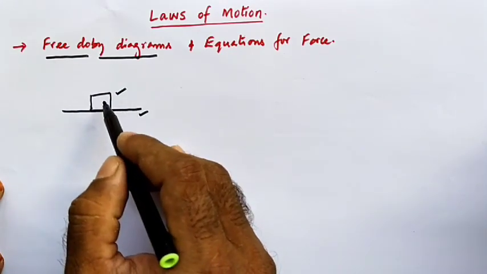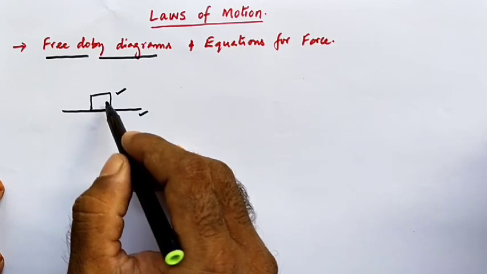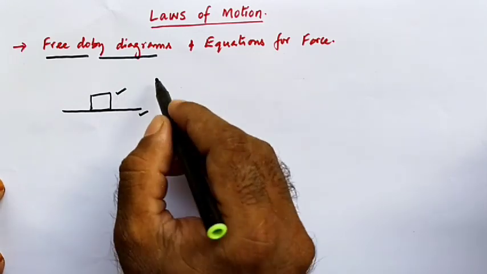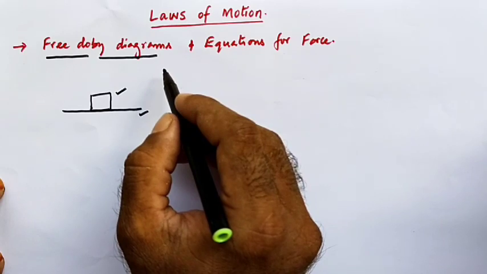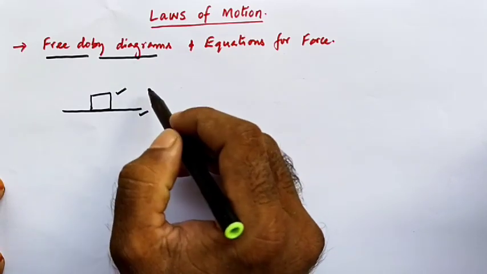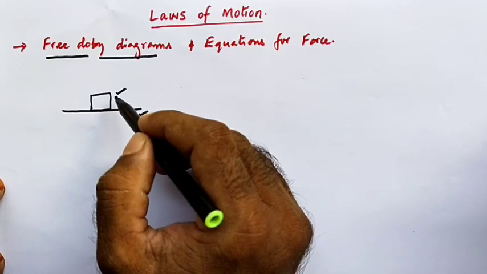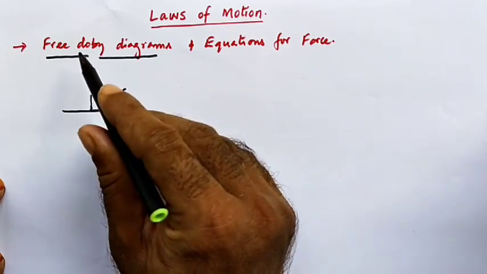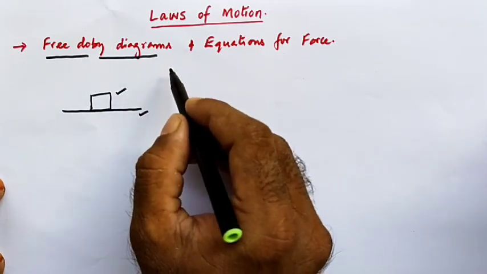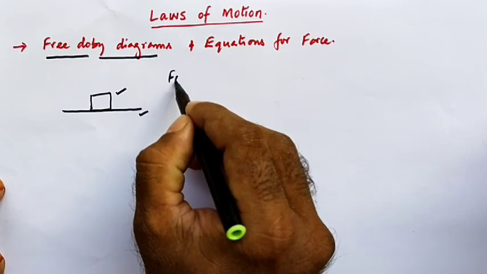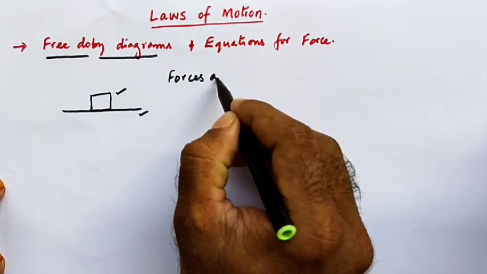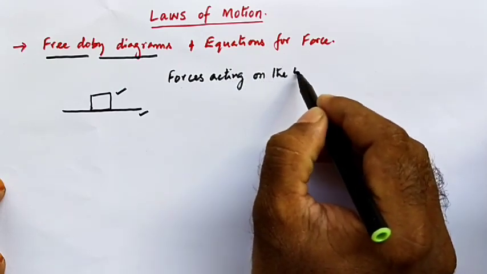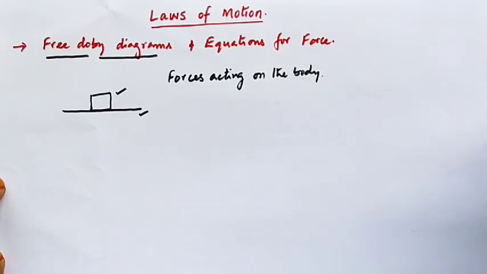If you write the forces acting on a body, that can be considered as a free body diagram. So in a free body diagram we simply draw the forces acting on a body. It is free from all the surfaces, so it is a free body diagram. So in a free body diagram we draw forces acting on the body, forces acting on the body.